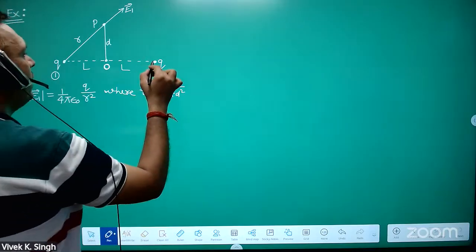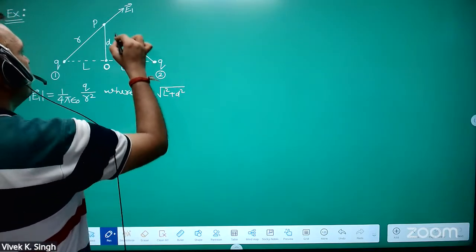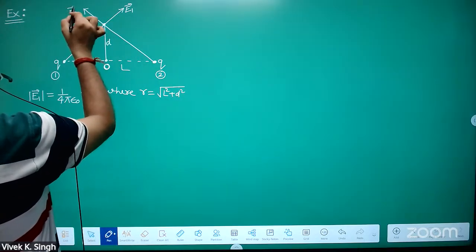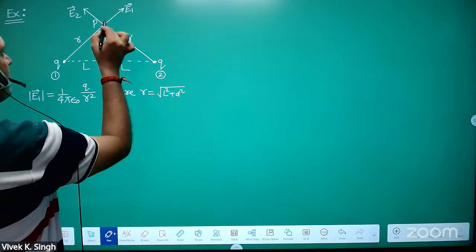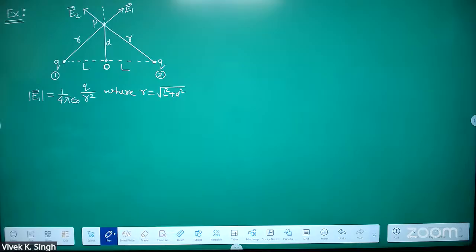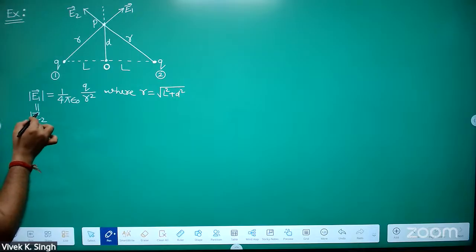In the same way, if you find the field due to this charge, this will be E2, and this is also the same distance away. The magnitude of E2 is also the same as the magnitude of E1. ठीक है?